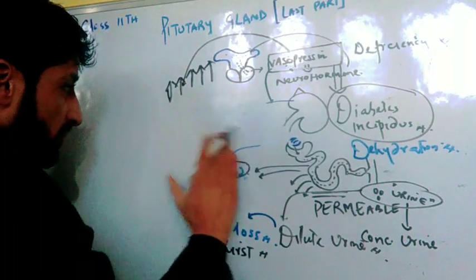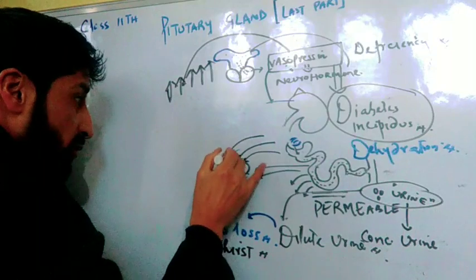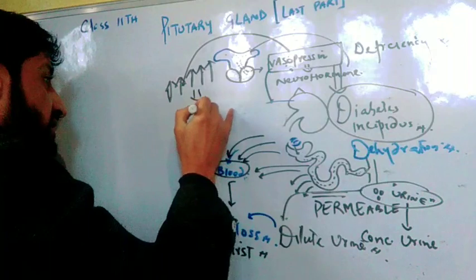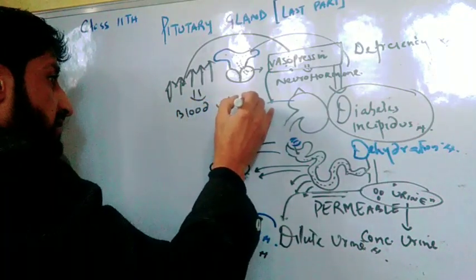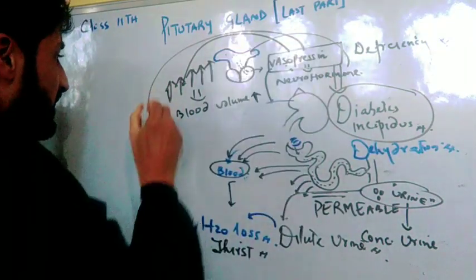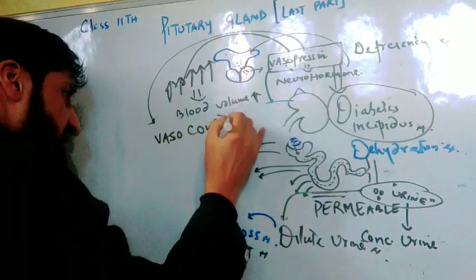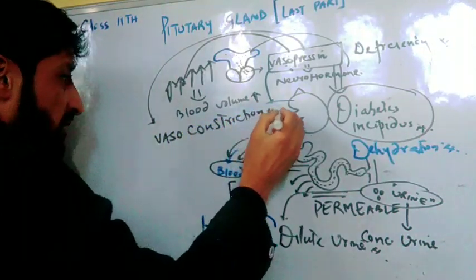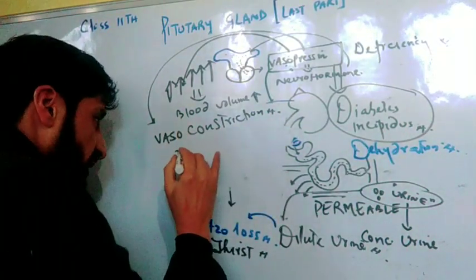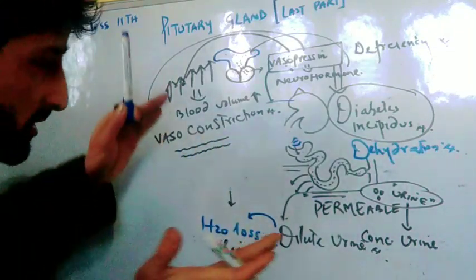then more and more water is reabsorbed. Does this mean that blood volume increases? Simultaneously, vasopressin has one important function. Vasopressin is responsible for vasoconstriction. When I say vasoconstriction, I mean vasopressin causes contraction of blood vessels. If this is a blood vessel, this blood vessel undergoes contraction.